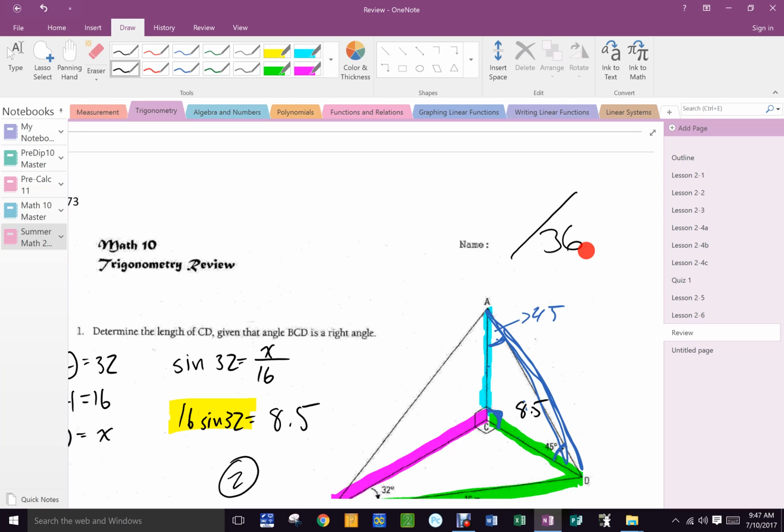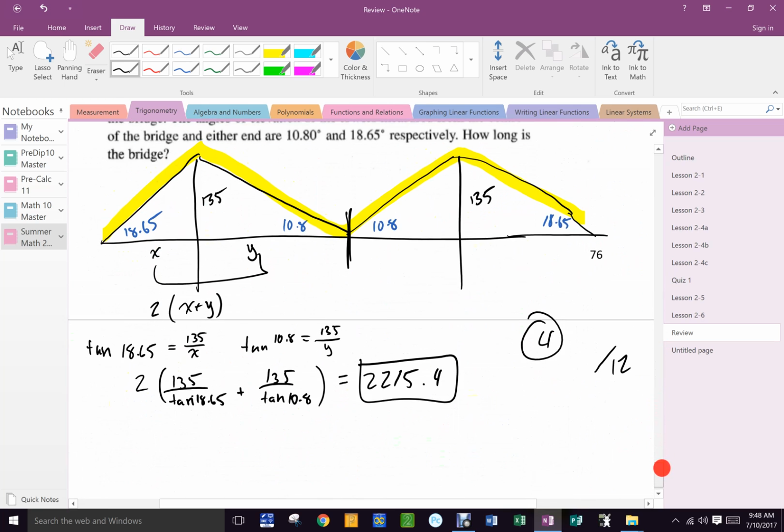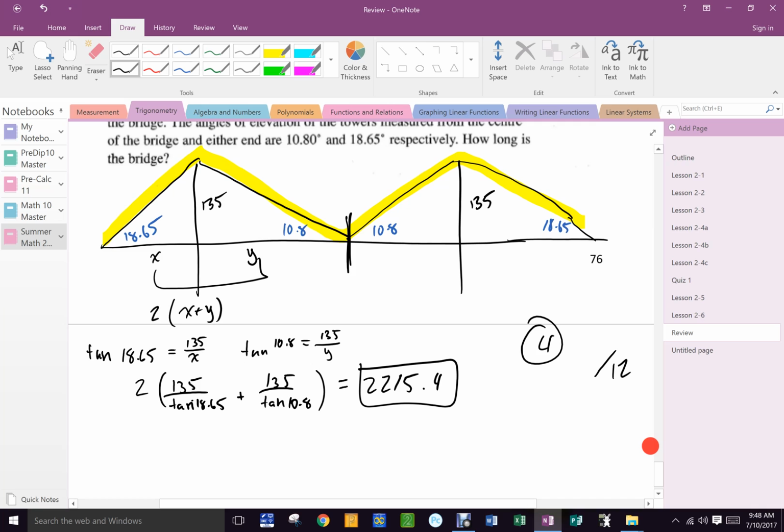And the final answer was 2,215. By watching the video, there it all is right there, Ekdeep. You had to find one of them by doing 135 divided by tan 18.65. That gets me this distance. And then I had to do it by 10.8 to get this distance. Then I added them, and because there's 2 of them, I multiplied the answer by 2.